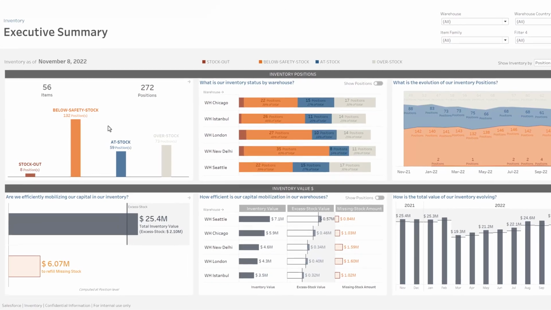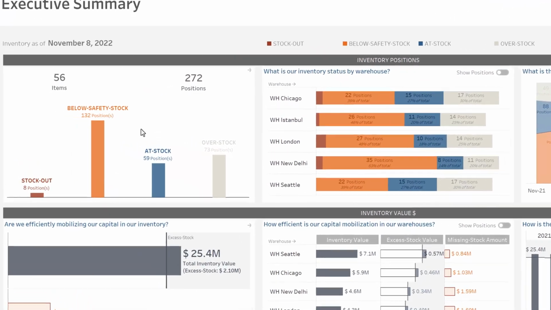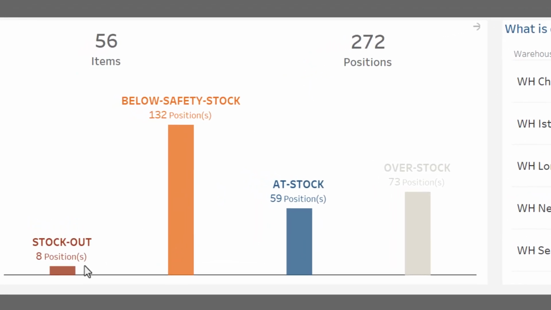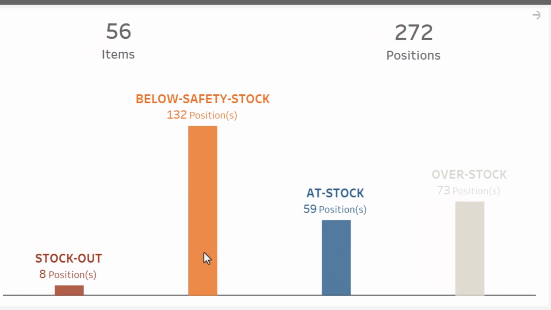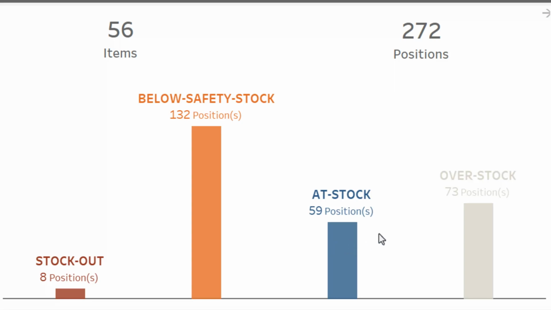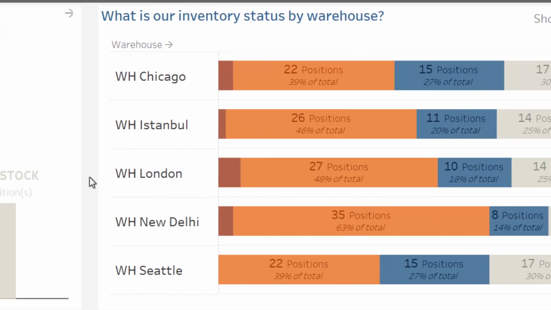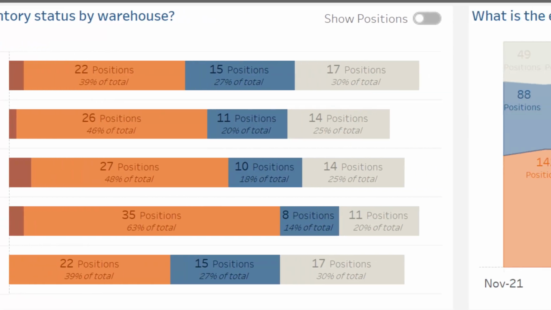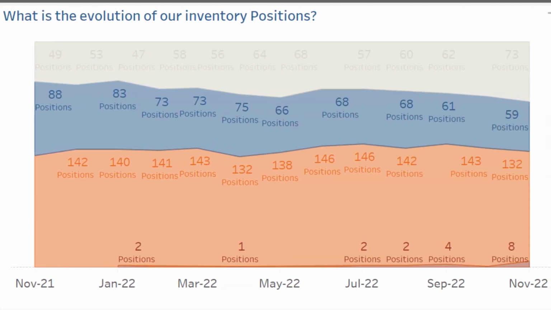First, what is the current status of your inventory? How many positions do you manage? How many are stock out? Below safety stock? At stock or overstock? What is the situation in the warehouses? Are we able to improve the situation over time?